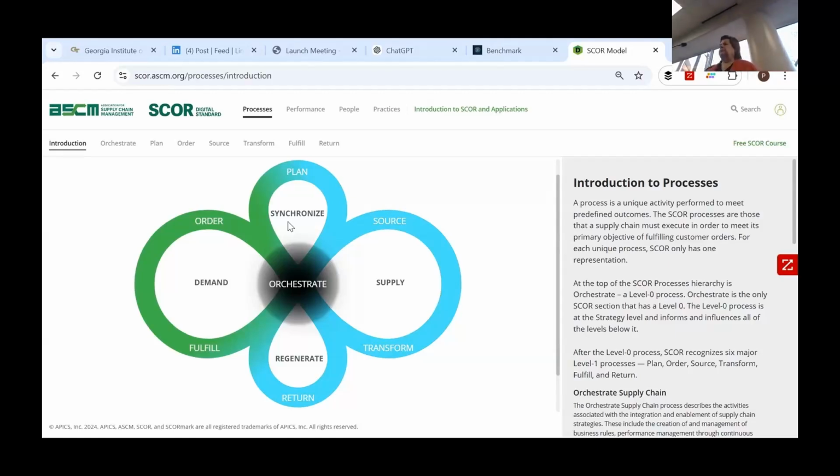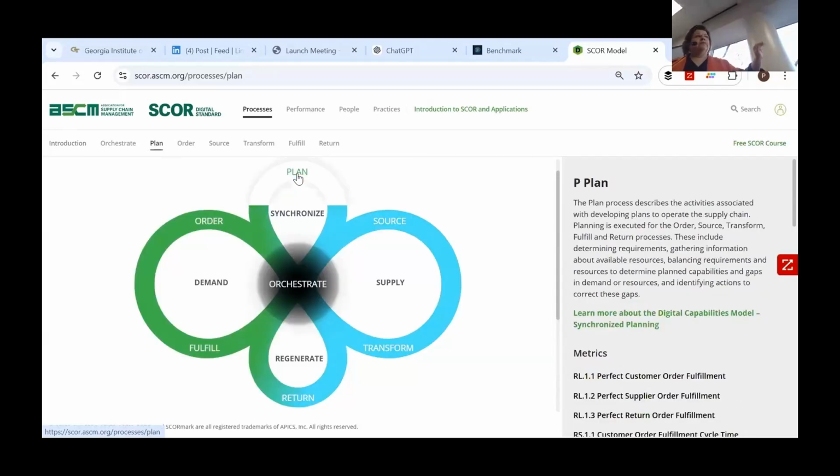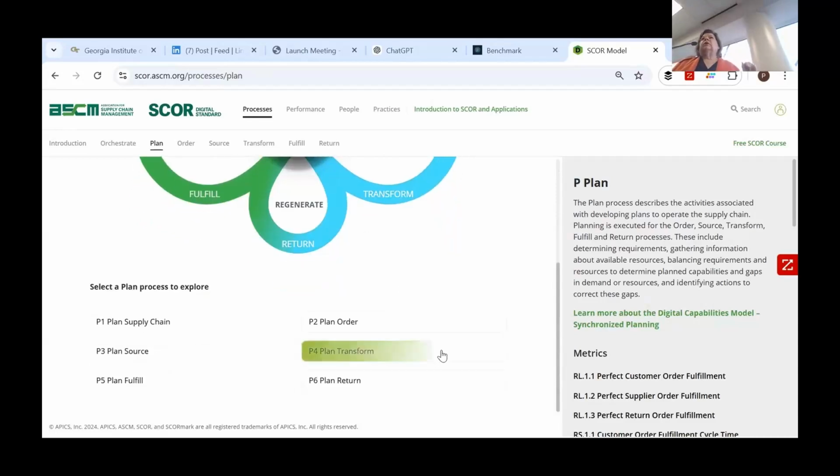So again, if you think about navigationally, So Peter, I just want to clarify, this is the new SCOR model. Yep. This is called SCOR DS. Correct. And it is free and available for anybody, and it's the only model I know of that has metrics associated with the process flows.